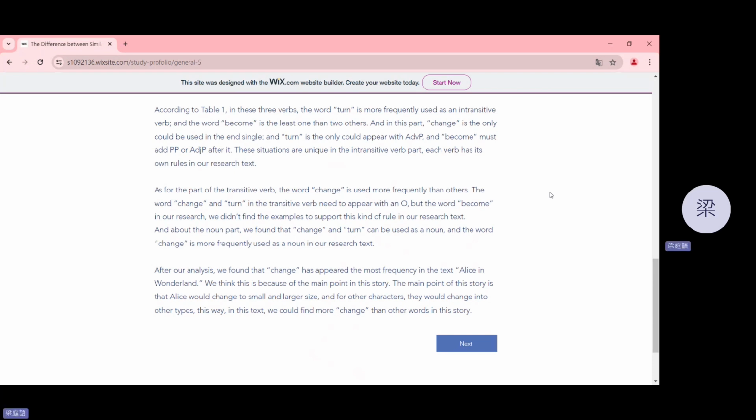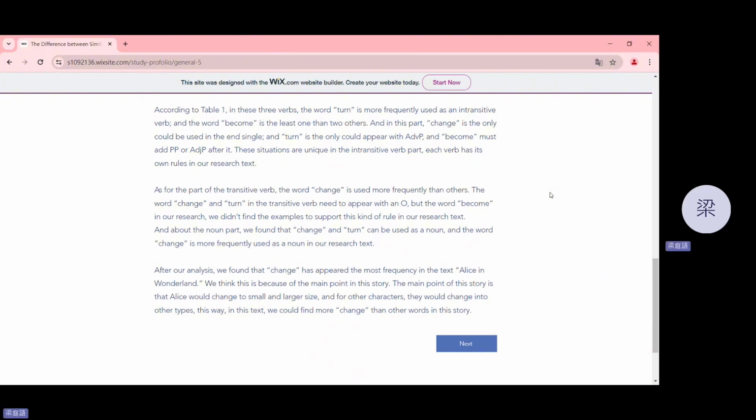As for the part of the transitive verb, the word change is used more frequently than others. The words change and turn in the transitive verb need to appear with an O, but for the word become in our research, we didn't find examples to support this kind of rule in our research text.